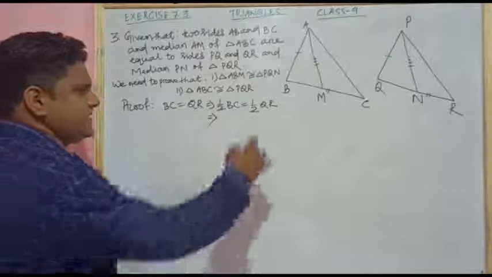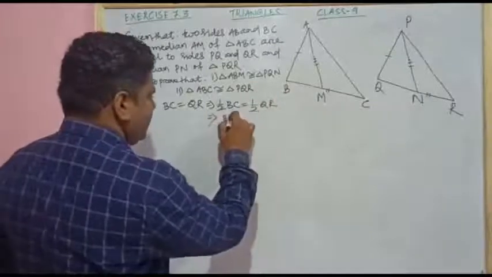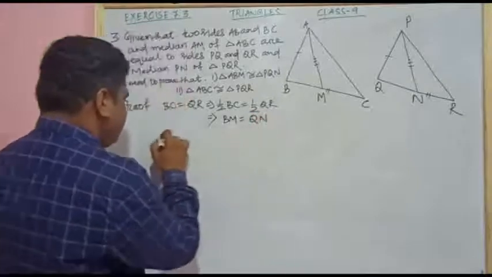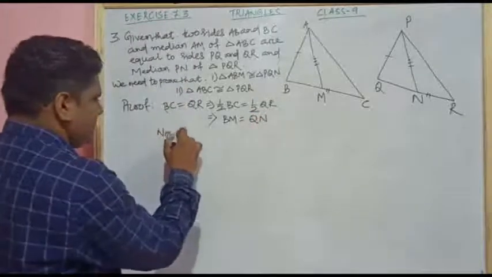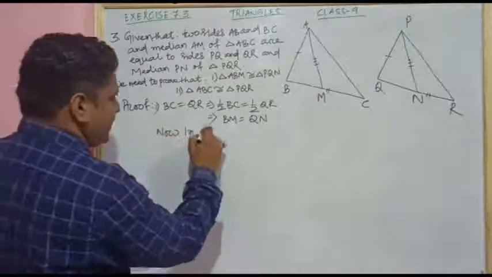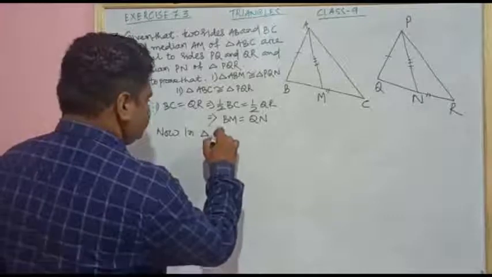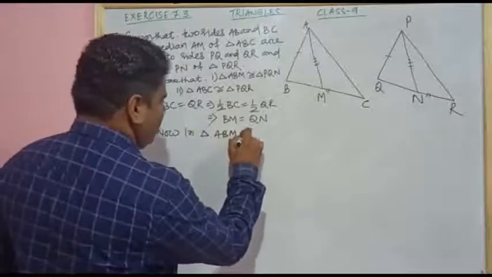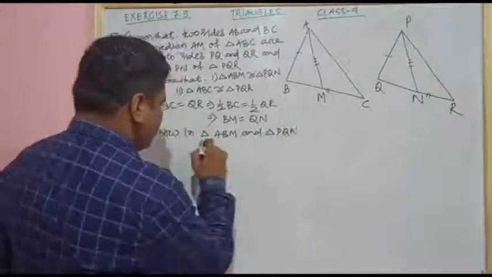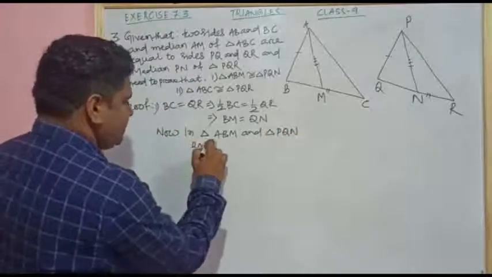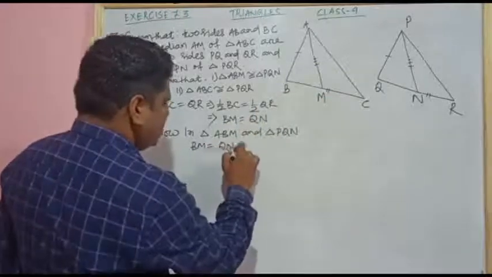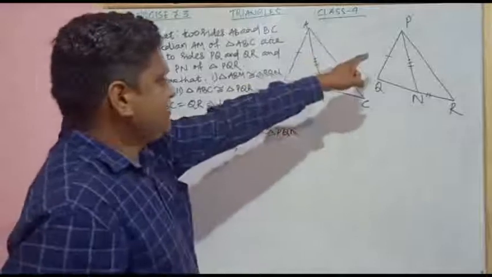Half of BC is BM and half of QR is QN. Now in triangle ABM and triangle PQN, we can write BM is equal to QN. It is also given that AB equal to PQ.